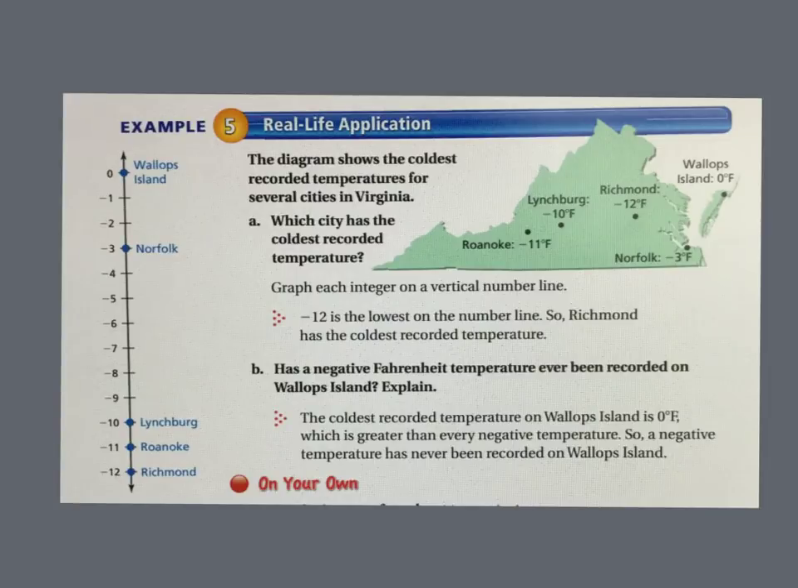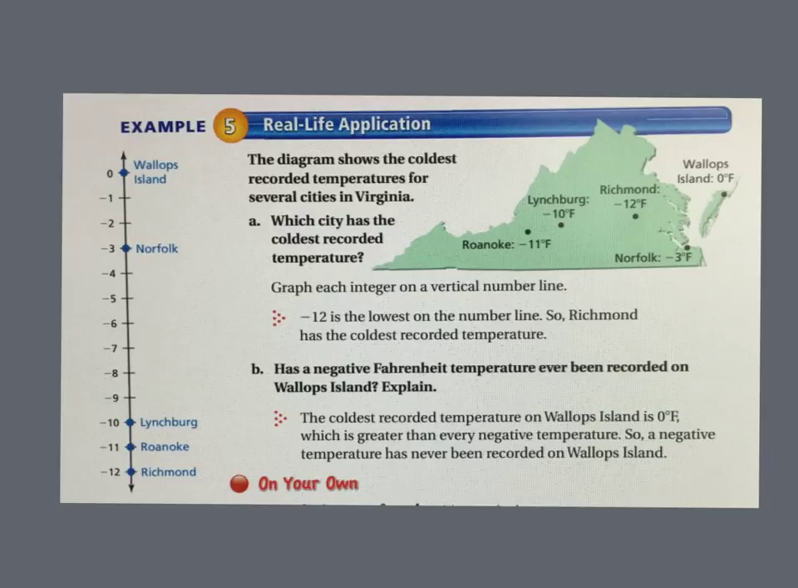All right, we have example 5, our last one, real-life application. It says the diagram shows the coldest recorded temperatures for several cities in Virginia. So this is the outlined state of Virginia right here. Okay, and they're telling us the coldest temperatures. Which city has the coldest recorded temperature? It says graph each integer on a vertical number line.